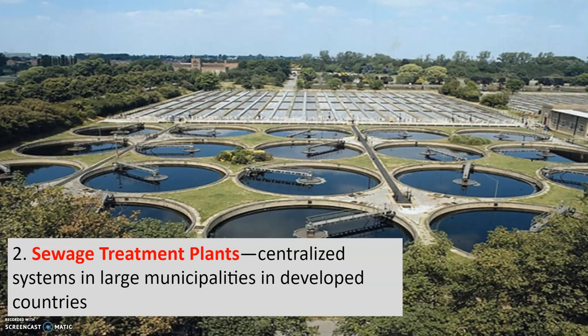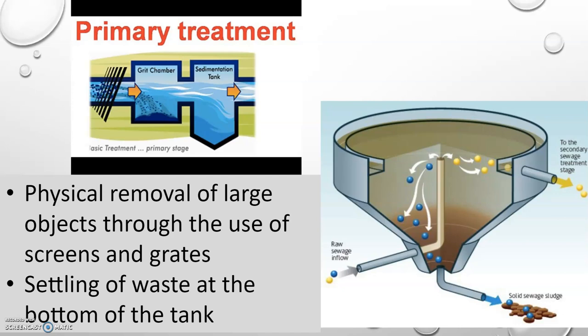This is different from when you have a city sewer system and it goes to a sewage treatment plant. Centralized systems in large municipalities in developed countries. So you have these big areas where this is all processed, and there's 3 stages that involve sewage treatment. The first part is primary treatment. So we physically remove large objects through the use of screens and grates. So this is your solid waste, solid toilet paper, things like that are just filtered out using a filter, and then it settles the waste at the bottom of the tank, and we end up with that solid sewage sludge that needs to be disposed of.